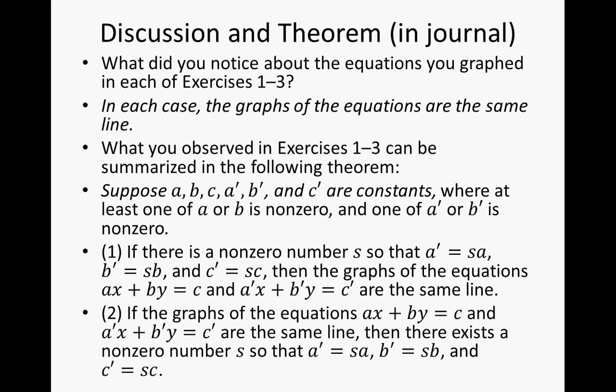And the second part, or converse of that, would be if the graphs of the equations ax plus by equals c and a prime x plus b prime y equals c prime are the same line, then there exists a non-zero number s so that a prime is equal to s times a, b prime is equal to s times b, and c prime is equal to s times c. If you go back and think about dilations, you might recognize that s is the same as a dilation factor.